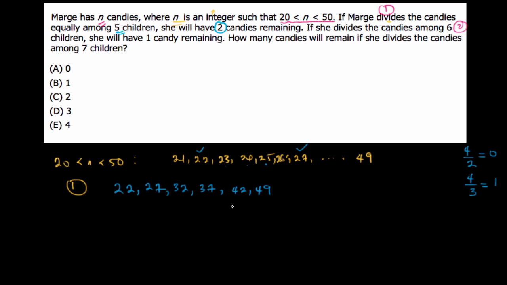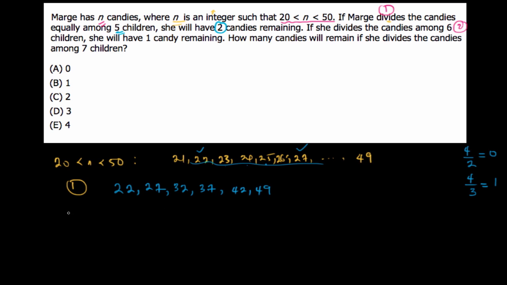So now we have all these first numbers. So we have reduced them now. So it implies that the remaining ones can't satisfy the first condition. Now, I go to the next statement. It says if she divides the candies among 6 children, she would have 1 candy remaining.